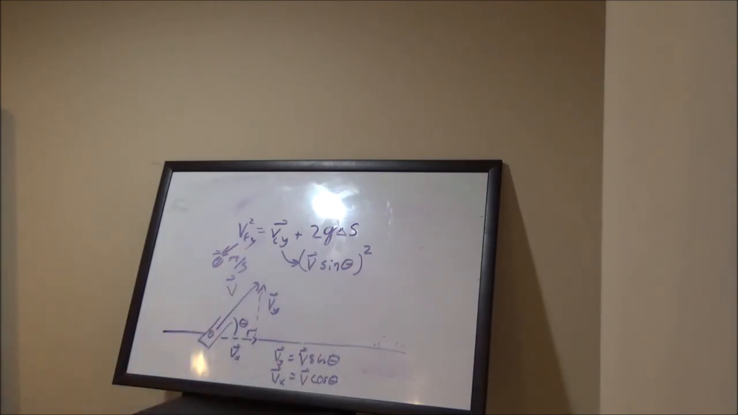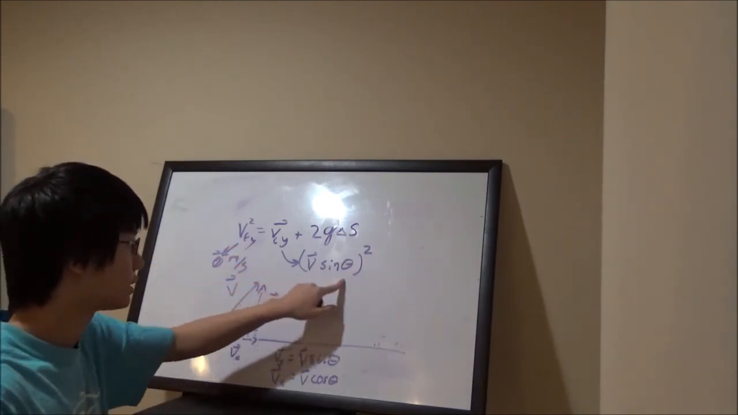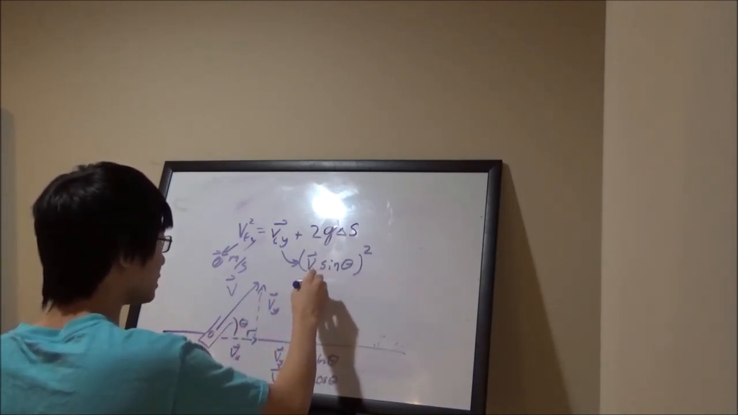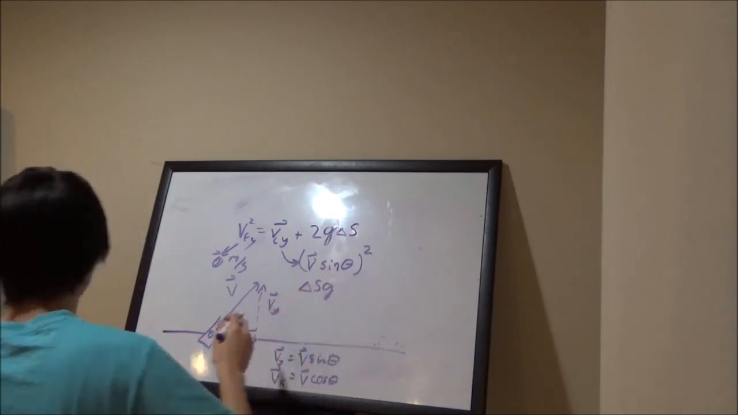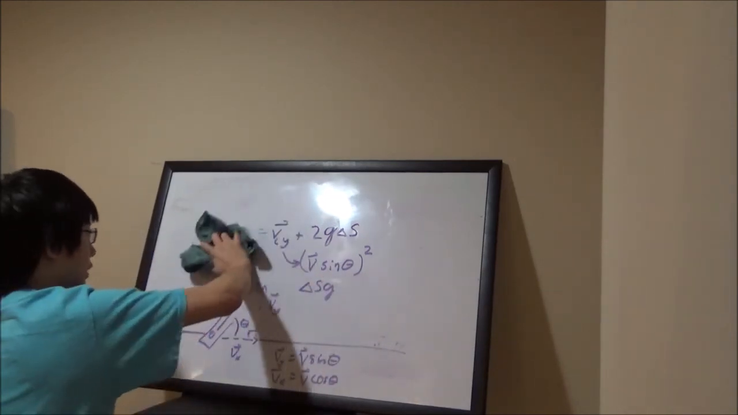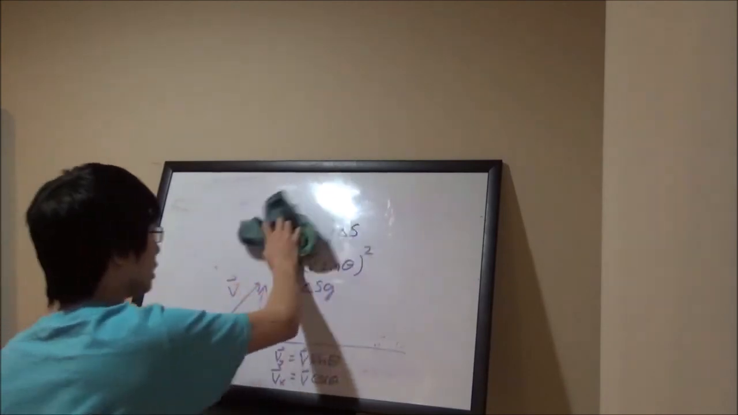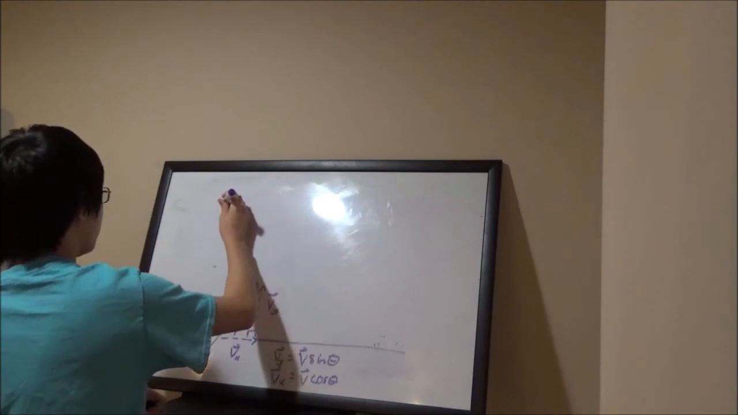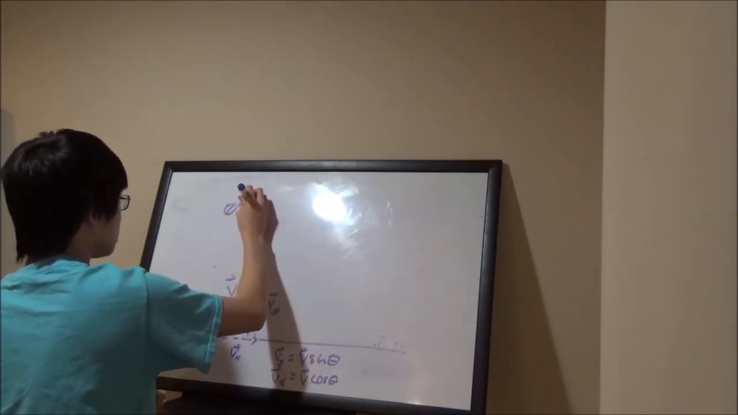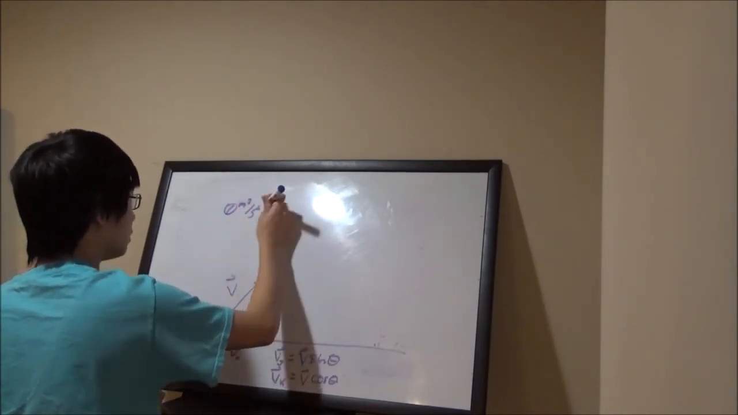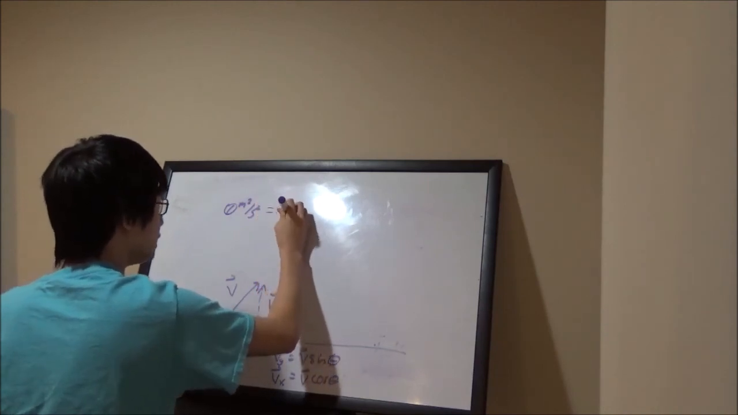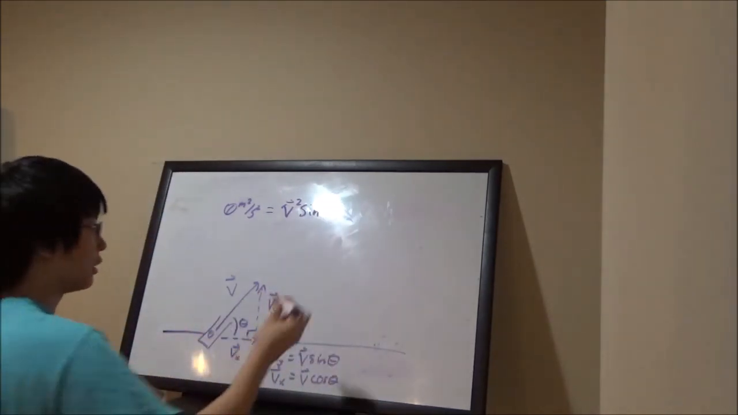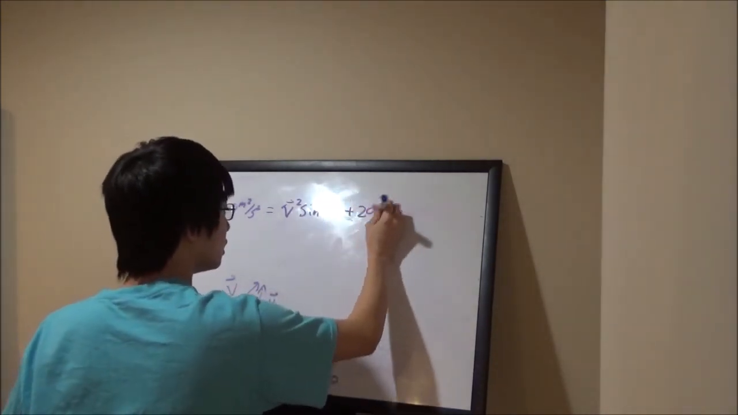So let's rearrange real quick. We have 0 on this side, we have V squared sine theta squared on this side. We can rearrange to get delta S times g, or we can just plug in everything right now, and then we'll start rearranging to solve for delta S. So we get 0 meters squared over seconds squared is equal to V squared sine squared theta, because it's V sine theta squared, plus 2g delta x.